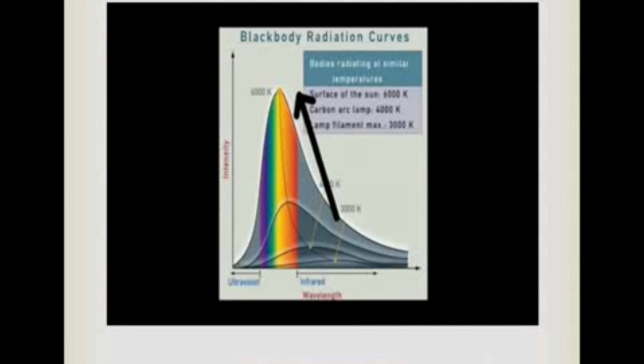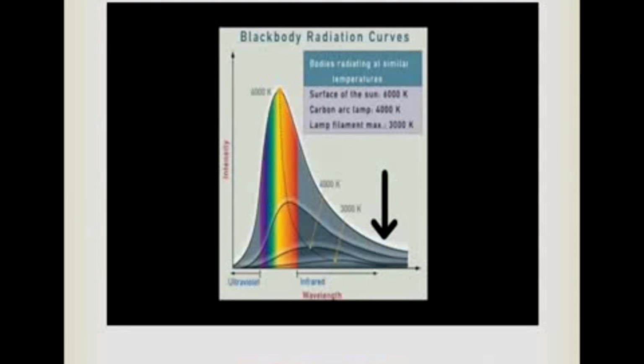So this is black body radiation. The surface of the sun is 6000 Kelvin, a carbon arc lamp is 4000 Kelvin, and a lamp filament is at most 3000 Kelvin. So it's black body radiation. Okay, this was only a small portion.